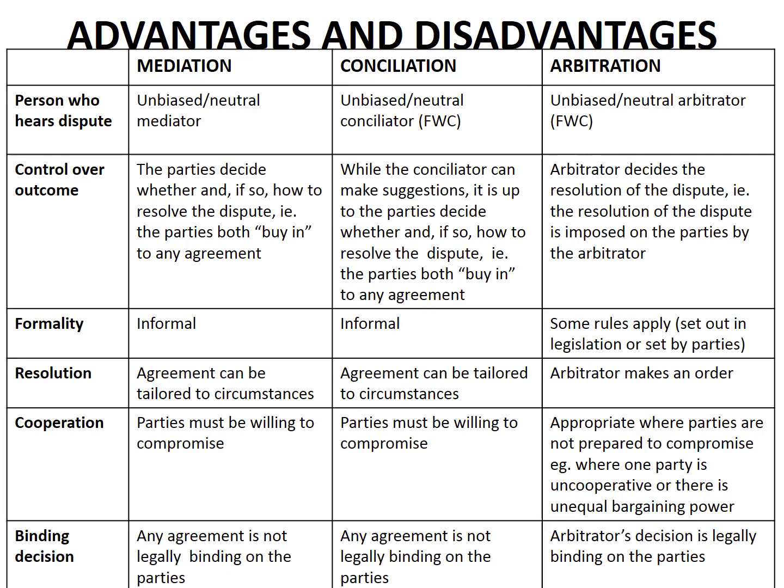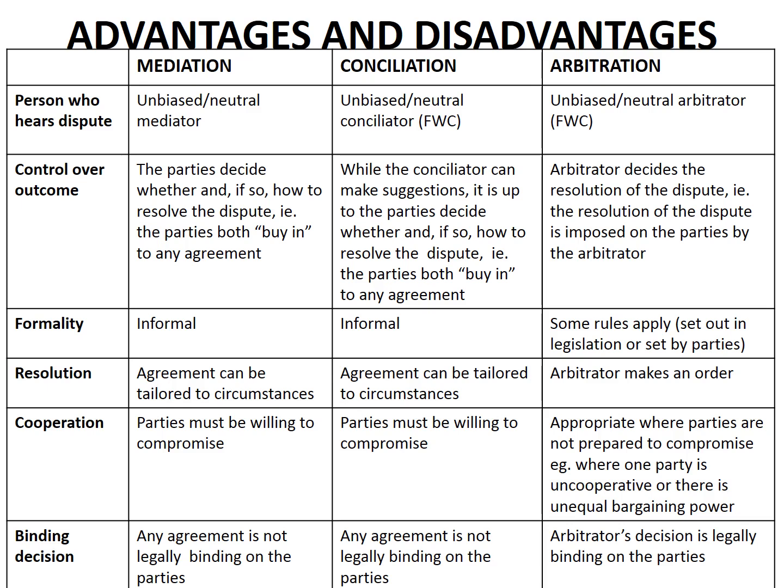Now, arbitration is very different in this regard from mediation and conciliation. In arbitration, it is the third party, that is the arbitrator, not the parties, who decide the resolution of the dispute. And to resolve the dispute, the arbitrator will make an order. That is, the arbitrator will impose their decision or the resolution of the dispute on both parties. It's not an agreement to resolve the dispute that's reached by the parties at all. The resolution is one which is determined and imposed by the arbitrator.